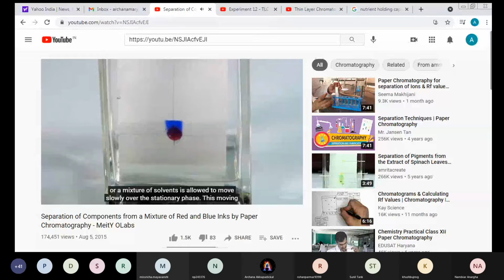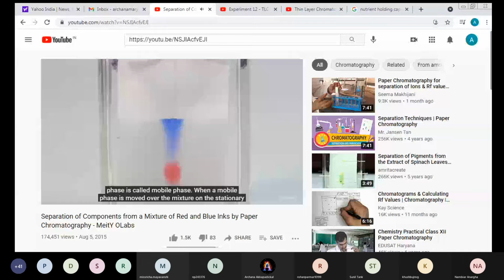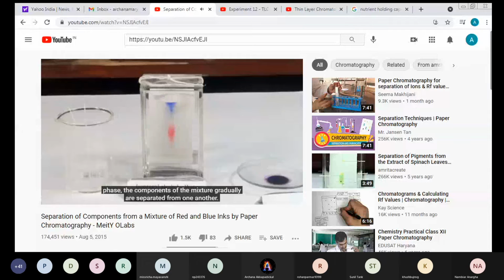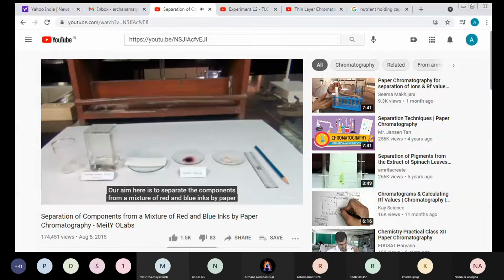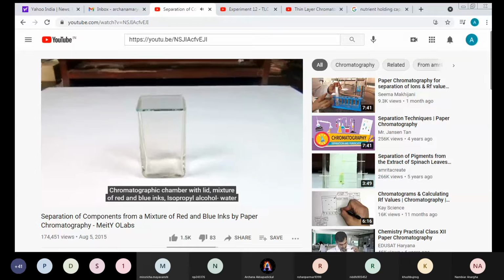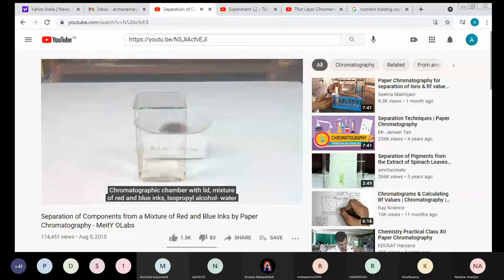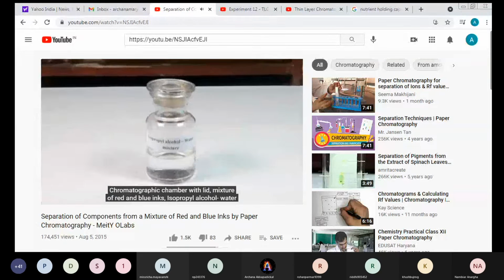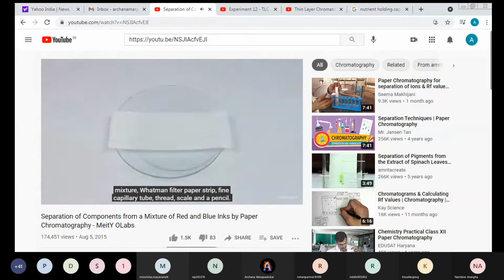When a mobile phase is moved over the mixture on the stationary phase, the components of the mixture gradually are separated from one another. Our aim here is to separate the components from a mixture of red and blue inks by paper chromatography. Materials required: chromatographic chamber with lid, mixture of red and blue inks, isopropyl alcohol water mixture, Whatman filter paper strip, fine capillary tube, thread, scale, and a pencil.